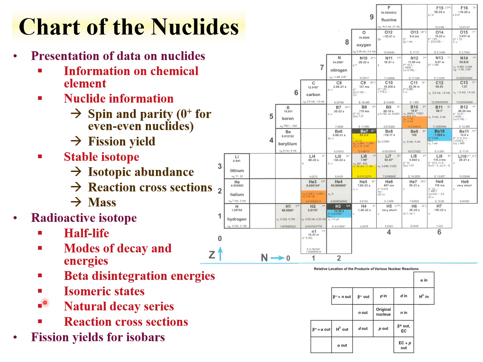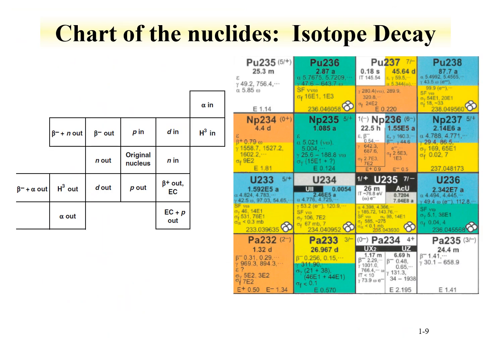For radioactive isotopes, data that is provided includes half-life, the modes of decay and their energies, the beta disintegration energies, and the isomeric states. There's information on natural decay series and reaction cross-sections. A key utilization of the chart of the nuclides is understanding isotope decay.